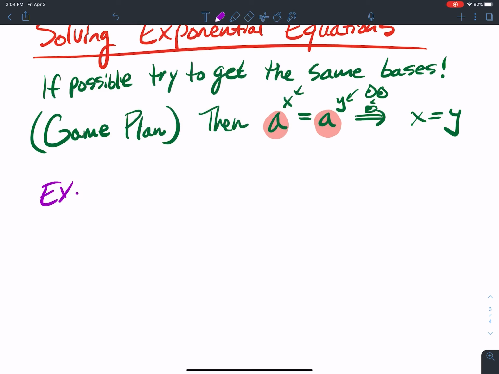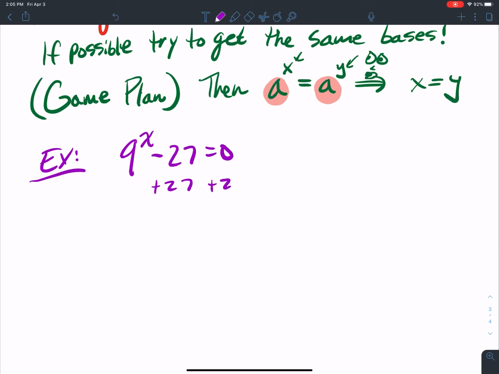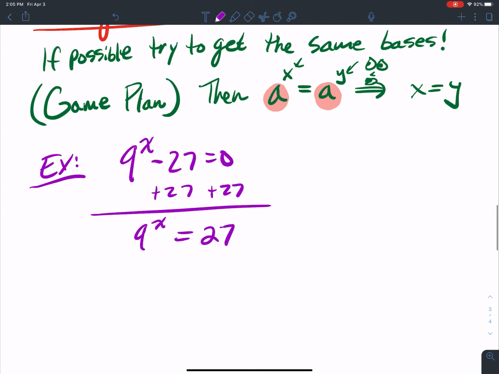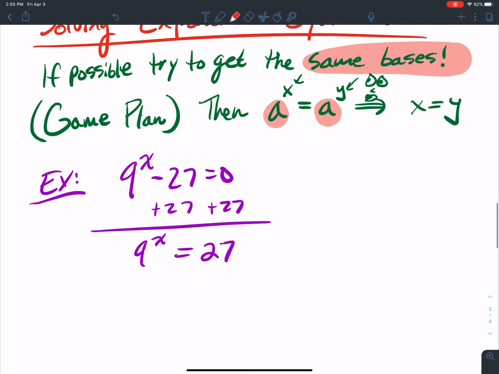So here's an example. Take 9 to the x minus 27 equal to 0. I'm trying to solve for x, okay? So first thing I'm going to do is add 27 to both sides. And remember, what's the game plan? The game plan is get the same base. Right now, my base here is 9 and my base here is 27. Do I have the same base? No. Is there a way to rewrite 9 and 27 to have the same base?